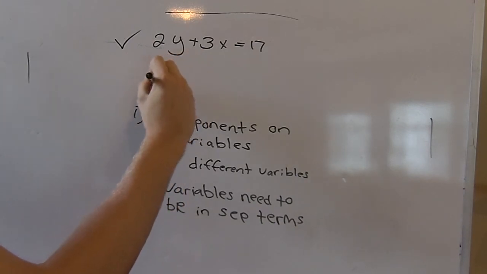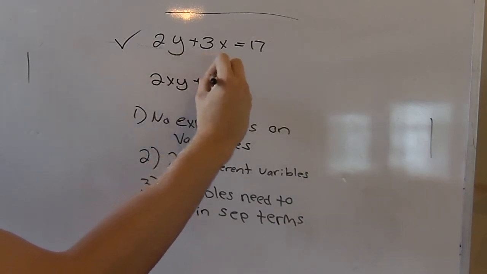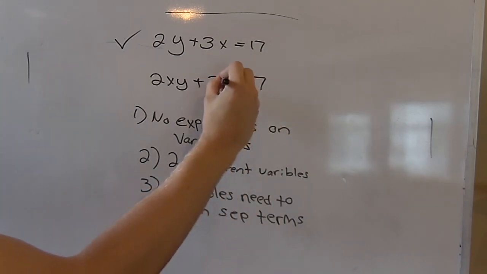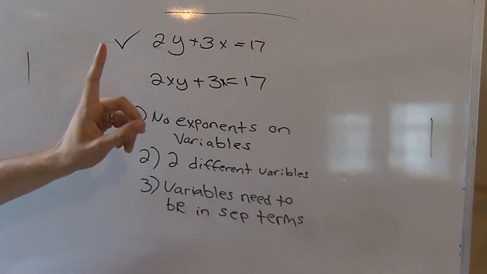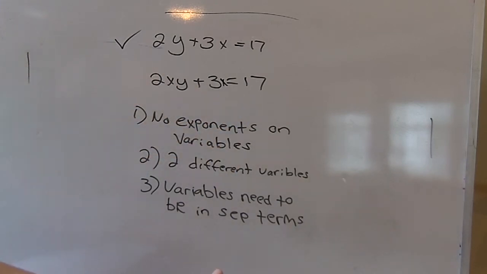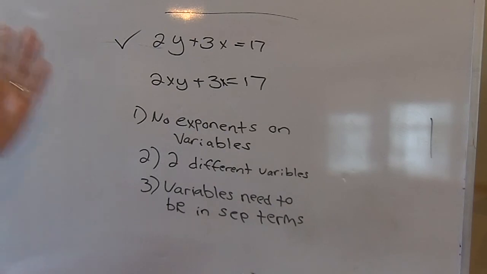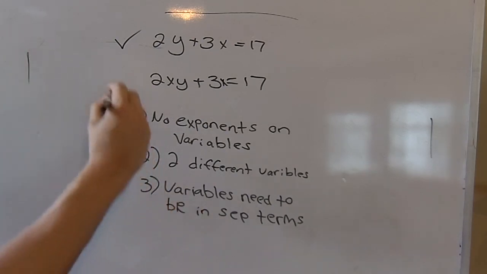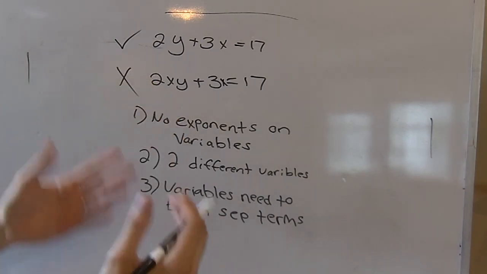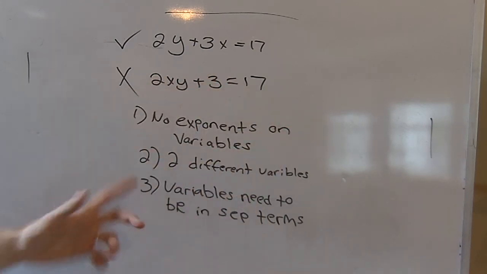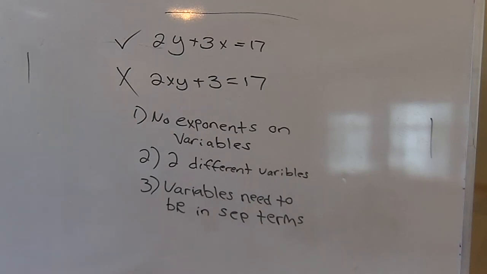Now, if I saw this, okay, this would not be a linear function because x and y are in the same term. Say 2xy is one term, so x and y are in the same term. That is not a linear function. Okay, that's what I mean by separate terms. So even if we didn't have the x here, again, still not a function. X and y are still in the same term.